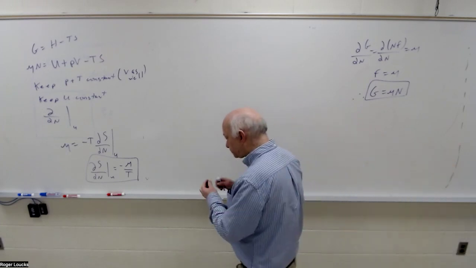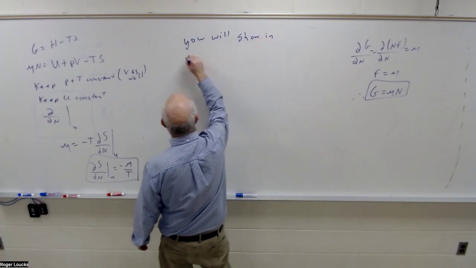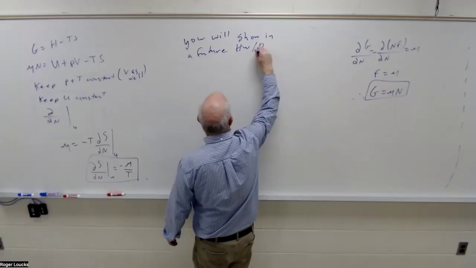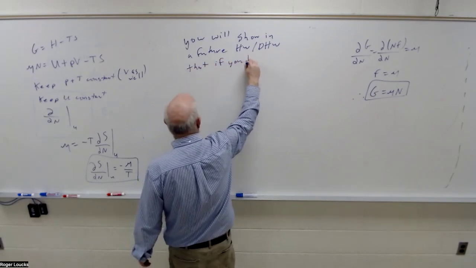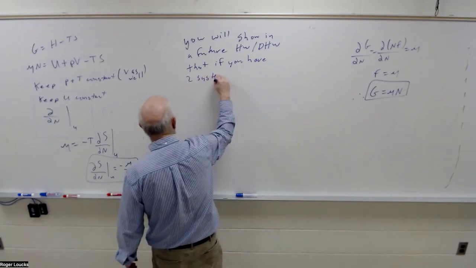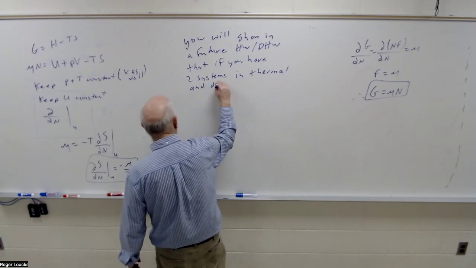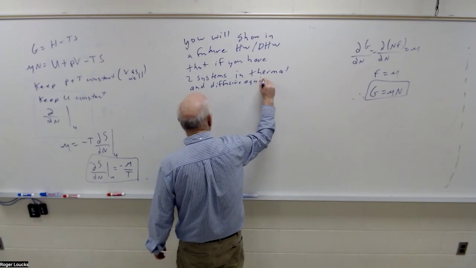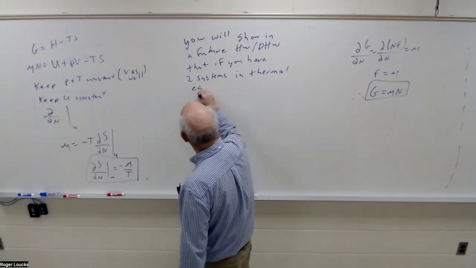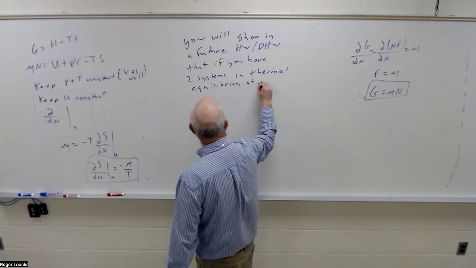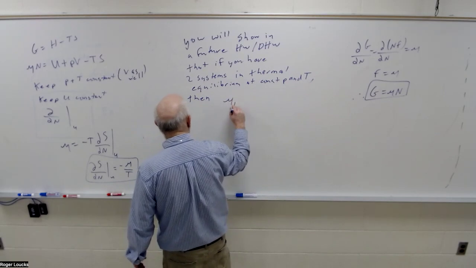Okay, so let's proceed. You will show in a future homework, daily homework, I don't know which, I'm in the process of writing it up, that if you have two systems in thermal equilibrium at constant P and T, then mu1 is going to equal mu2.